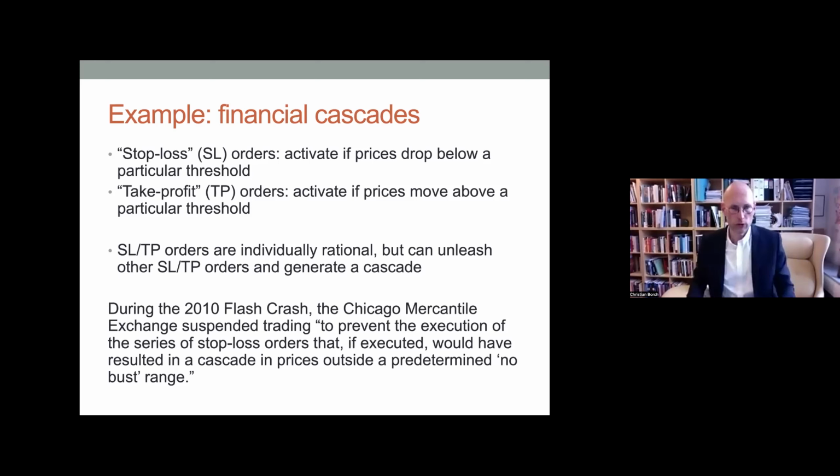And just to emphasize that this is not purely speculative, I've included here a quote from the official investigation of the flash crash back in 2010 by the US regulators. And indeed, they write that the Chicago Mercantile Exchange in the US paused trading because of fear that these stop loss orders would make markets crash completely.